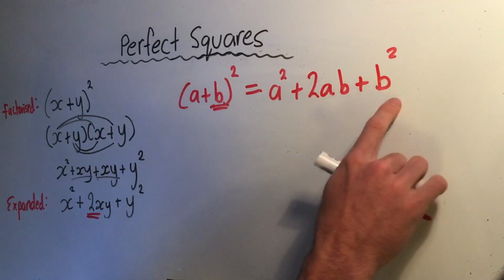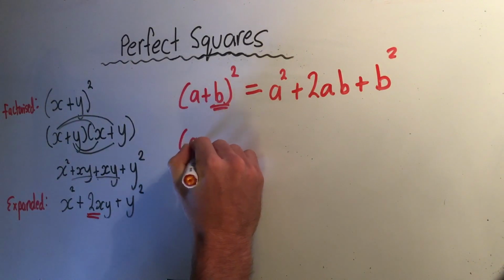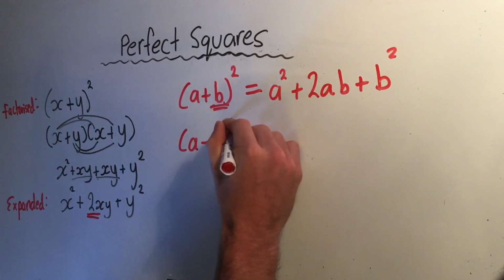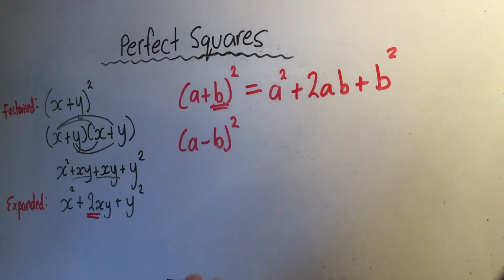And it's always going to be plus, because even if that was a minus b squared, minus b times minus b is plus b squared.